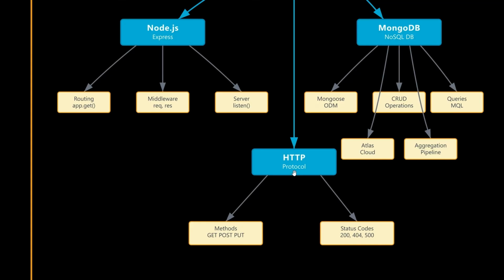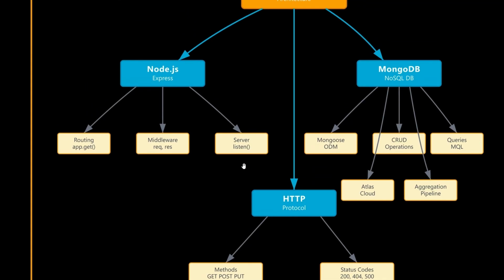So now let's talk about MongoDB. MongoDB is our NoSQL database. Unlike traditional SQL databases with tables and rows, MongoDB stores data in flexible JSON-like documents. This makes it perfect for JavaScript applications.